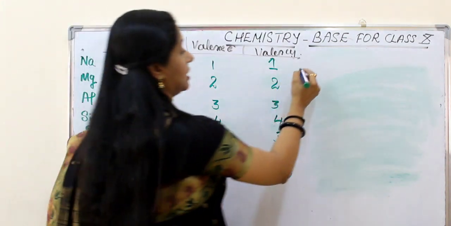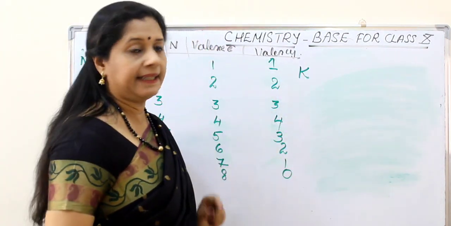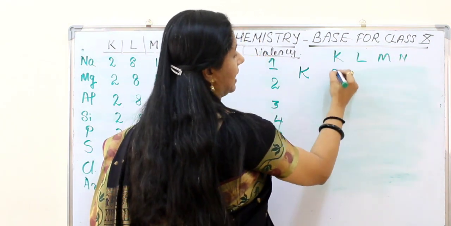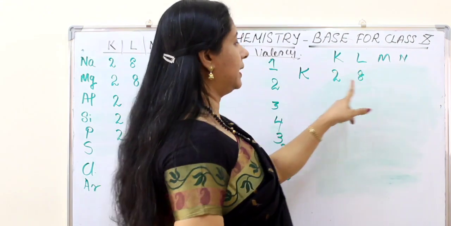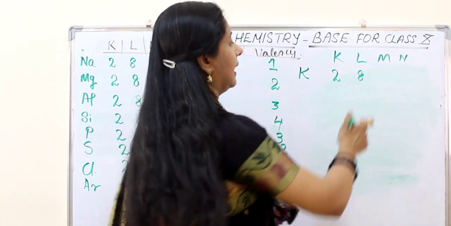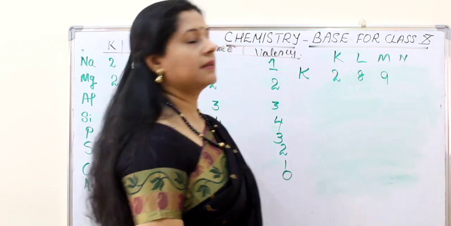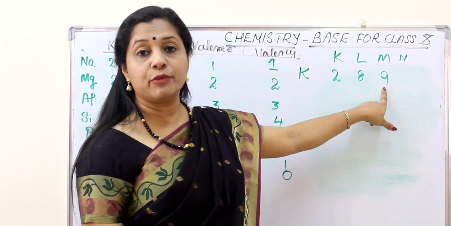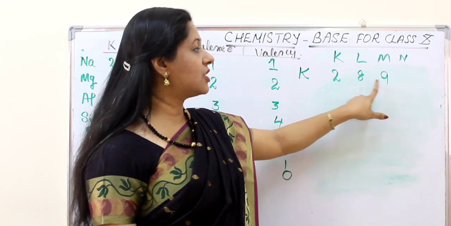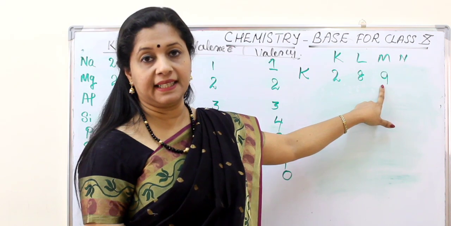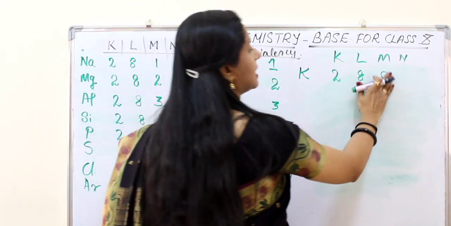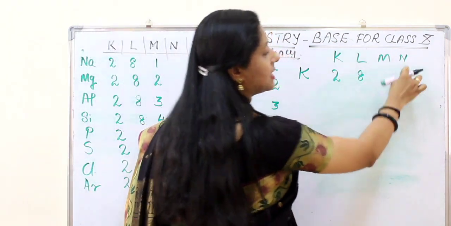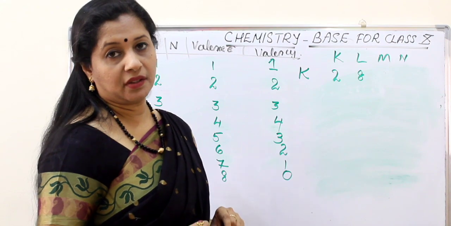Suppose potassium is the 19th element, so it has K, L, M, N shells. K shell has 2, L shell has 8, so 10. Now we need 9 more. Can I write 9 here? Here it can go up to 18, we know that. But it's not possible to give 9 here directly because it cannot accommodate more than 8 until the next shell is filled at least 2. Understood?